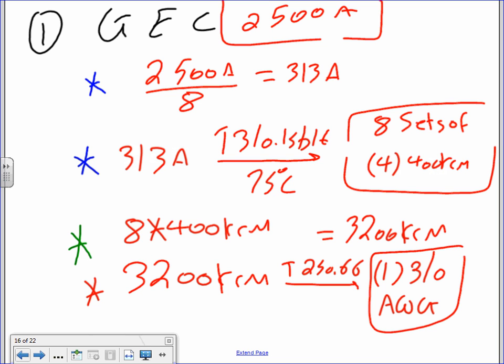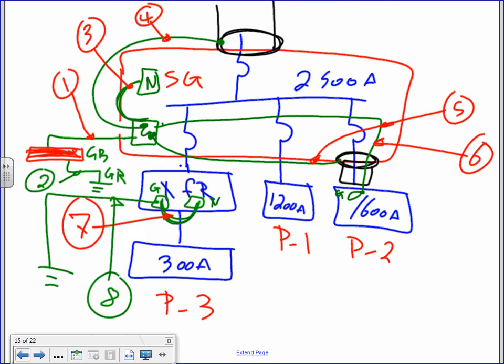Do you guys see the steps? First, you size the conductor for the switchgear. Then you multiply them by each set, by how many runs you have. And then you take it to table 250.66 and you size yourself a conductor. So that will be the grounding electrode conductor. And Karen, this would be the one that's going to the ground ball. Can you see that? That's the one that goes right here to the ground ball.